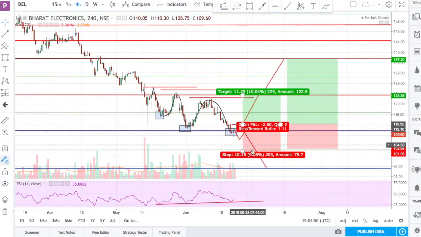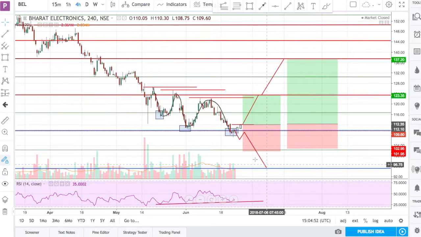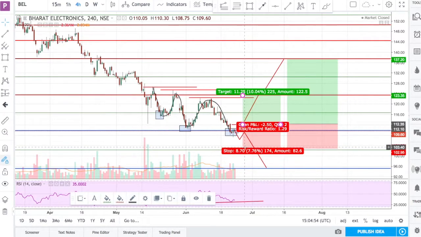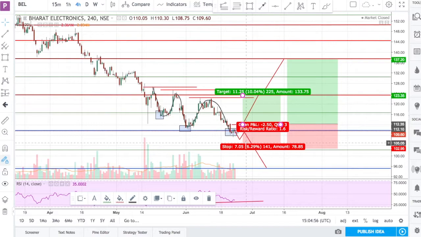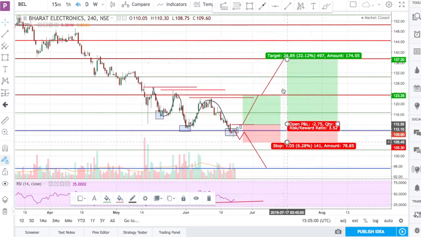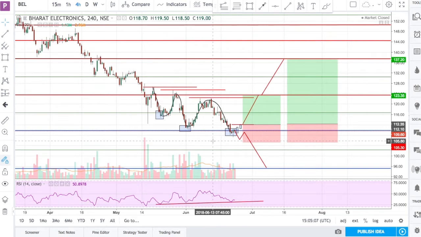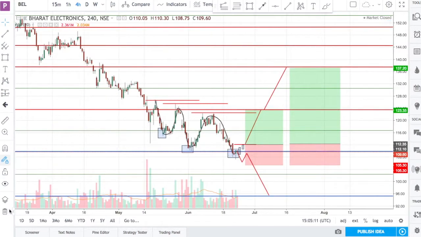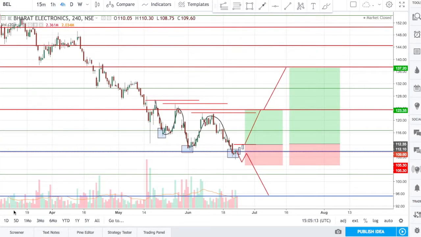Okay, our stop loss in this case has to be below the most recent low. This is our most recent low point. Okay, so this is the trade possibility on Bharat Electronics. Let's see how this trade plays out in the next few trading sessions.